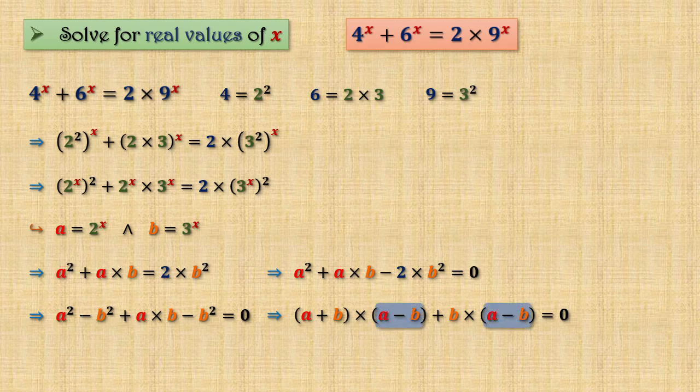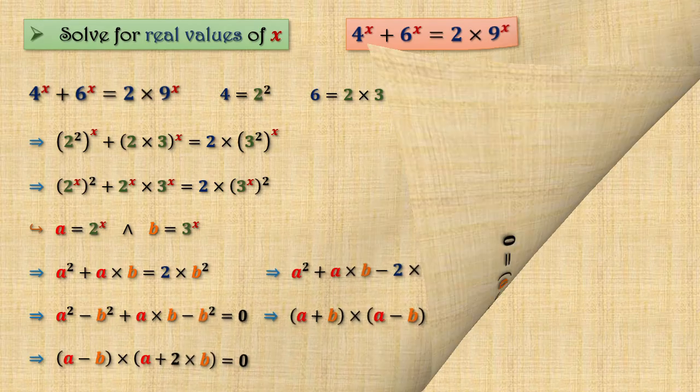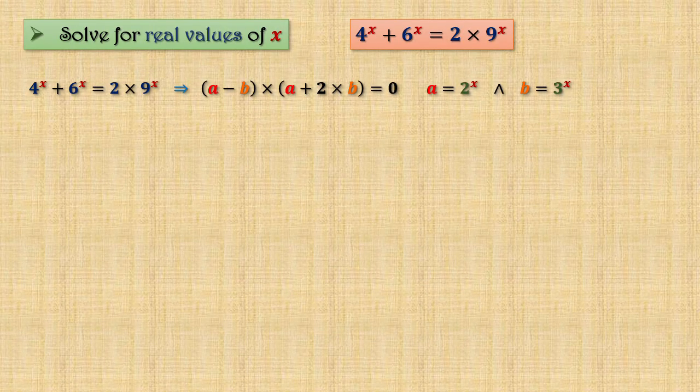Now by extracting a minus b as a common factor from these terms, our equation becomes a minus b times a plus 2 times b equal to 0. Thus the original equation implies a minus b times a plus 2 times b equal to 0, where a is equal to 2 to the power of x, and b equals 3 to the power of x.